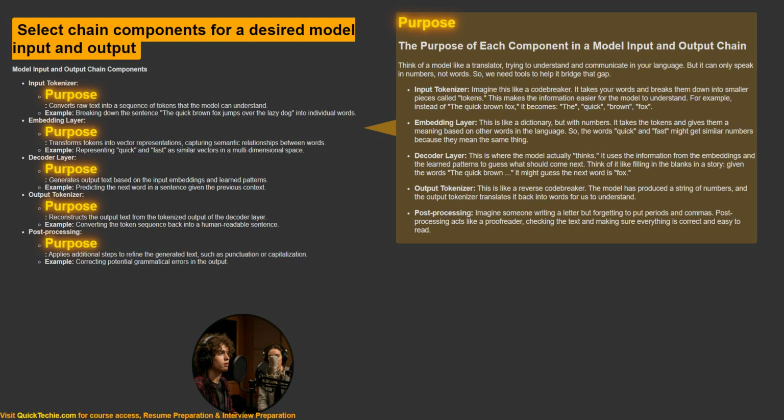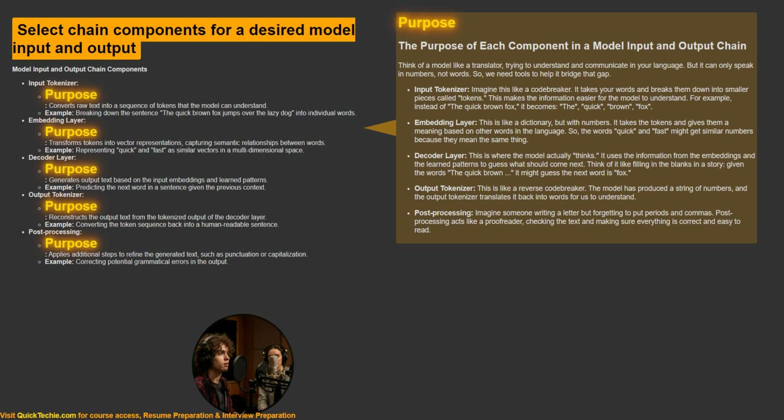Input tokenizer. Imagine this like a code breaker. It takes your words and breaks them down into smaller pieces called tokens. This makes the information easier for the model to understand. For example, instead of "the quick brown fox," it becomes "the," "quick," "brown," "fox." Embedding layer. This is like a dictionary, but with numbers. It takes the tokens and gives them a meaning based on other words in the language. So, the words quick and fast might get similar numbers because they mean the same thing.